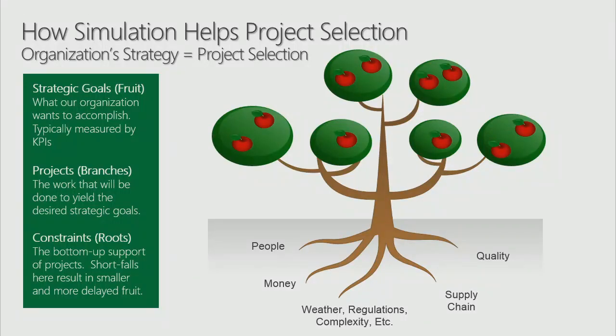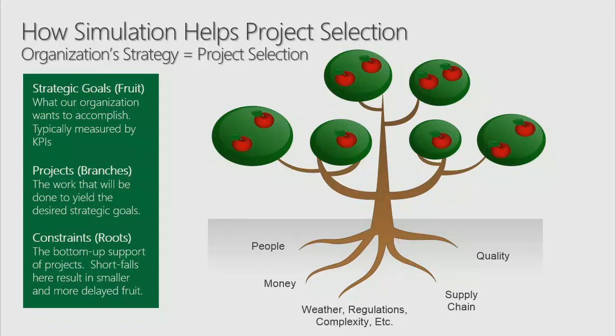You know, I want this kind of revenue. I want this kind of customer satisfaction. I want this kind of on-time deliveries. We have all this fruit we want to grow. In order to grow that fruit, we have projects that we work on. These are going to yield our strategic results by completing these projects.